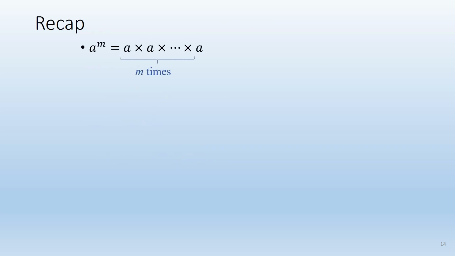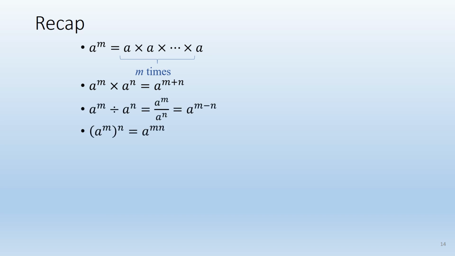We saw that index notation is a shorthand way of writing repeated multiplication. The index laws help us simplify our numbers, so with the same base there we can add the indices when we're multiplying, we subtract the indices when we're dividing, and when we raise to a power and then to a power again we multiply those indices. A 0 index gives us 1, and a negative index means 1 over.